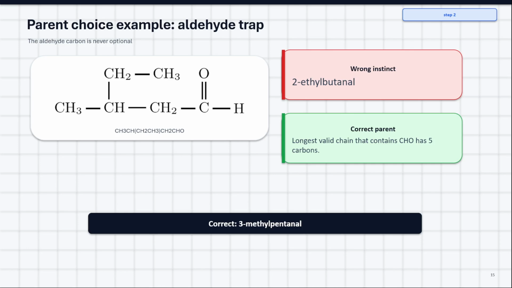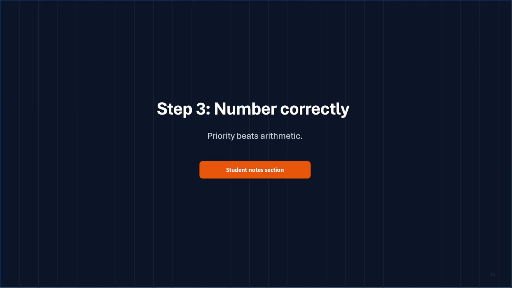The remaining branch is a methyl group on carbon 3, so the correct name is 3-methylpentanol. This shows why longest valid parent is better than just longest visible chain. Step 3 is numbering. Once the parent is chosen, we have to decide which end is carbon 1.